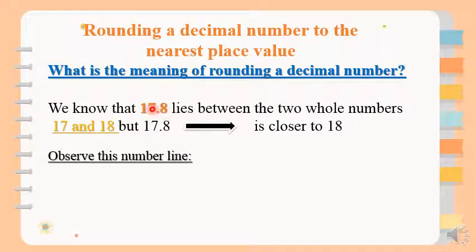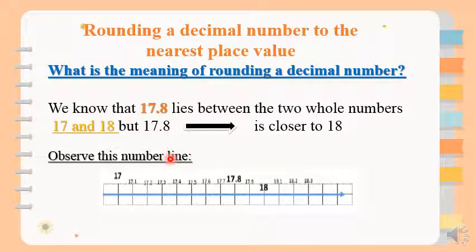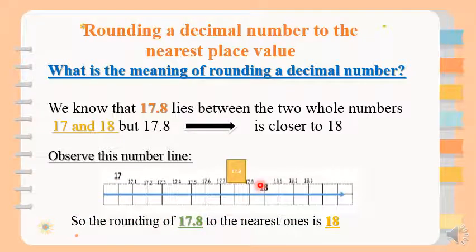So rounding a number is finding its value to the nearest place value. Observe this number line. This is 17.8. Is it closer to 18 or to 17? To which whole number? It's closer to 18. So the rounding of 17.8 to the nearest ones is 18.